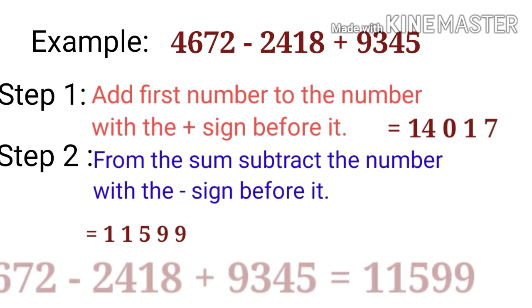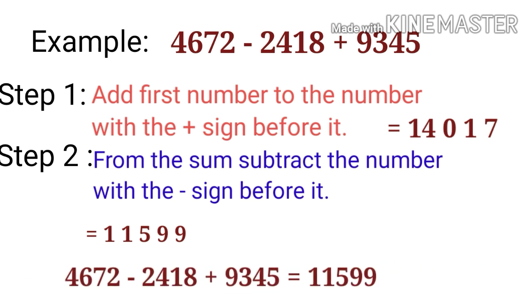Therefore, 4,672 minus 2,418 plus 9,345 is equal to 11,599. Okay, children. Now I believe you all have learned how to do combined addition and subtraction.